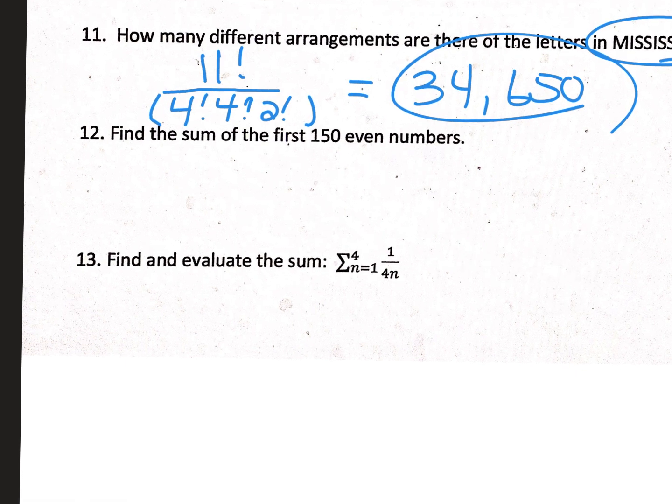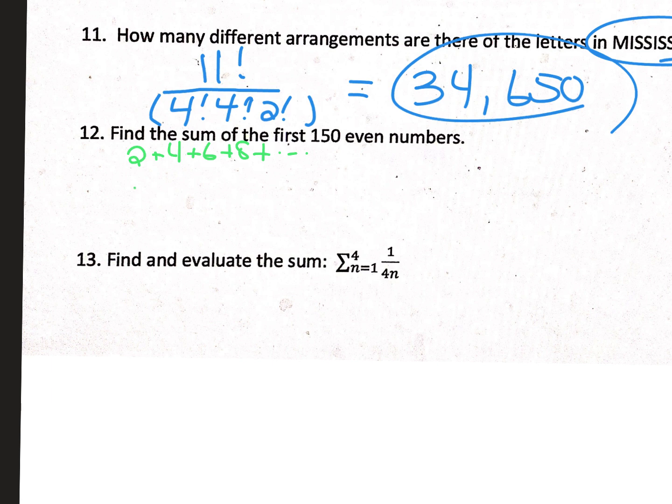Okay, number 12. Find the sum of the first 150 even numbers. That would look like this. That would go 2 and 4 and 6, because these are all even, all the way to the 150th number, not 150, but the 150th number. If you look at that, that is arithmetic. It's not geometric. It's arithmetic because the differences are the same.